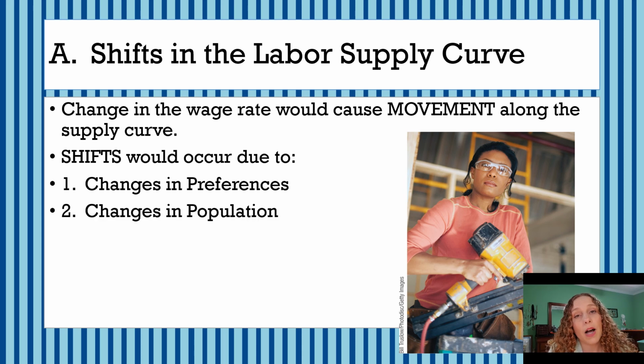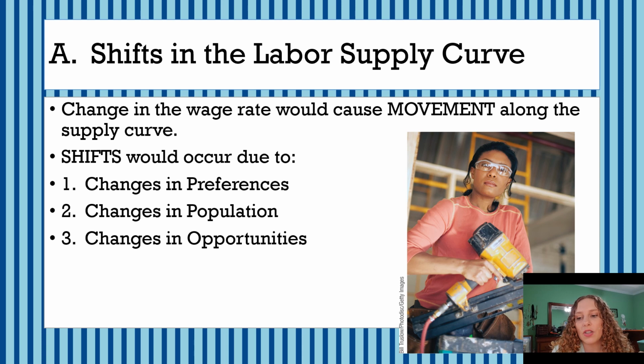Changes in population can shift the supply of labor. We've seen that before. We've talked about that one actually, changes in population, how that can affect the product market, but it can also affect, of course, the factor market here. If there's an increase in population, that's going to increase the supply of labor, thus shifting that labor supply curve to the right. If there's a decrease in population, there would be a decrease in the supply of labor, thus shifting that labor supply curve to the left.